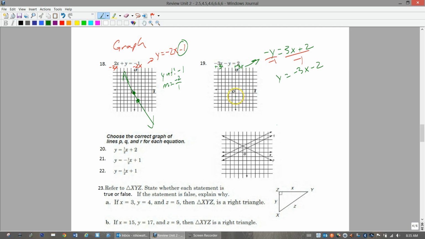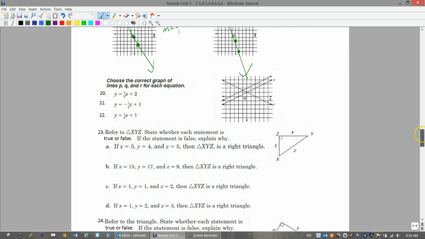So from here, we're going to start at -2 being the y-intercept. Then it's -3, so we're going to go down 3, right 1 again. And notice that the graph is going down from left to right. The line is going down from left to right because the slope is actually, in fact, negative.